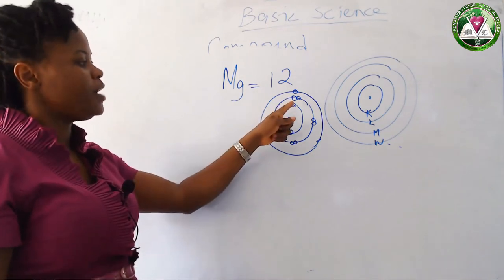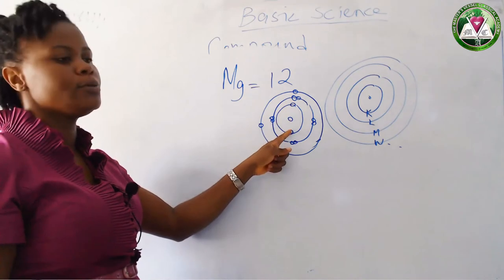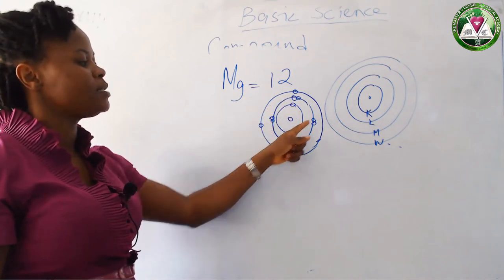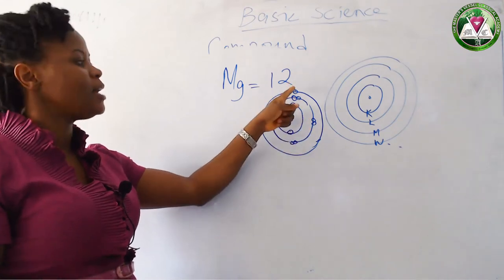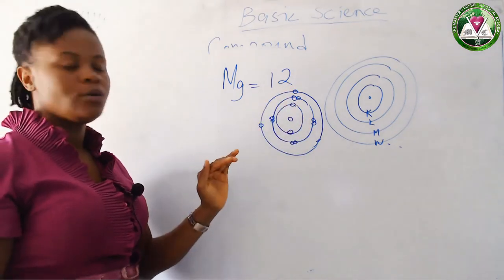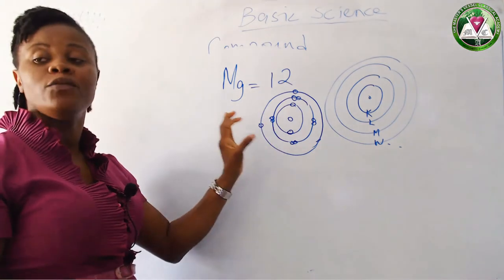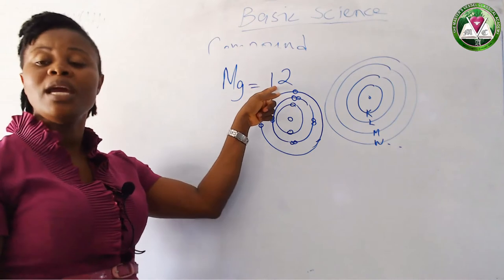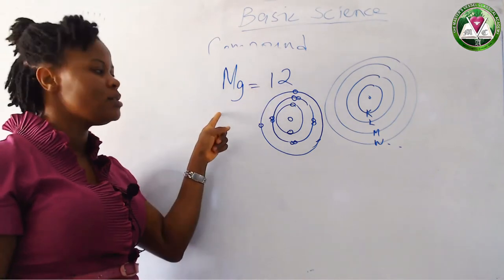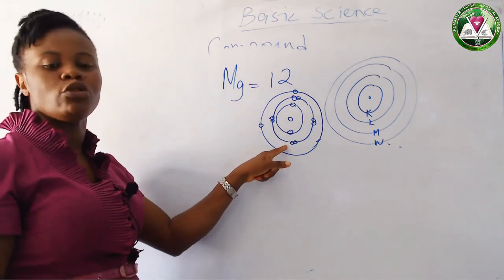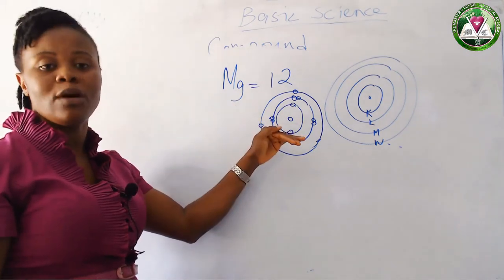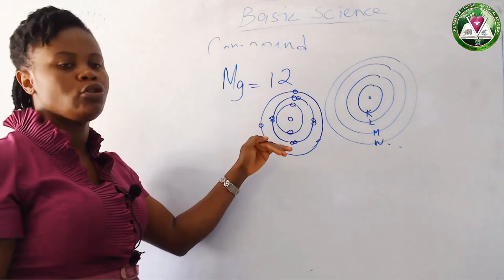Let's check. The first shell takes 1, 2. The second, 1, 2, 3, 4, 5, 6, 7, 8. And then the last has 1, 2. So if we add it together, we'll have 12 electrons, which is the same thing as the atomic number of magnesium. So this is the structural representation of magnesium, which we refer to as the atomic structure.